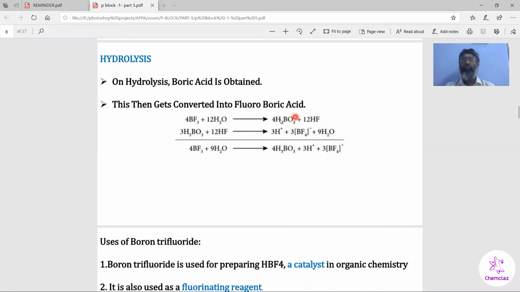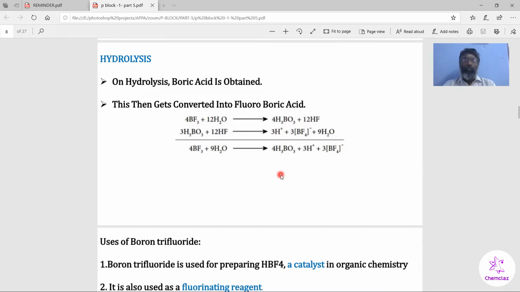This first product undergoes further reaction and gives tetrafluoroboric acid, or you can say fluoroboric acid. What is the formula? HBF4. This is the ionic state, 3H plus and 3BF4 minus. In the molecular state, it is called HBF4, tetrafluoroboric acid.